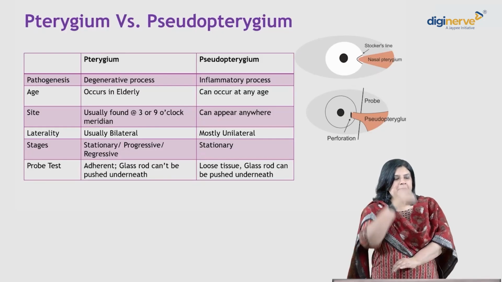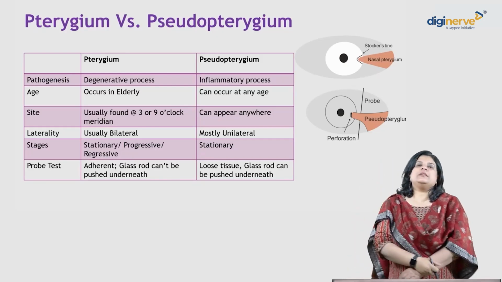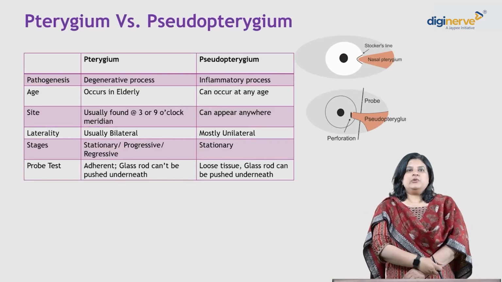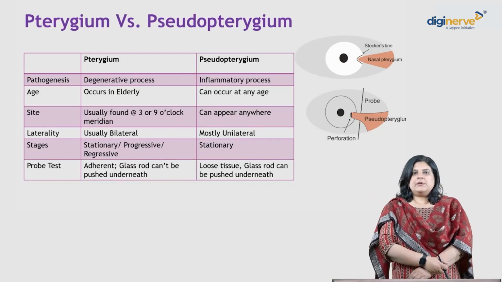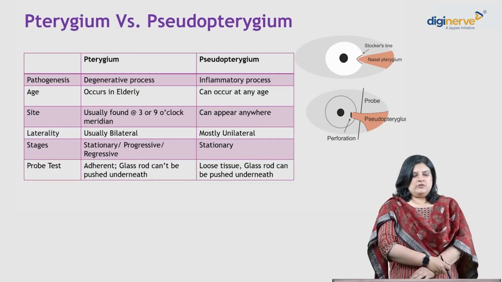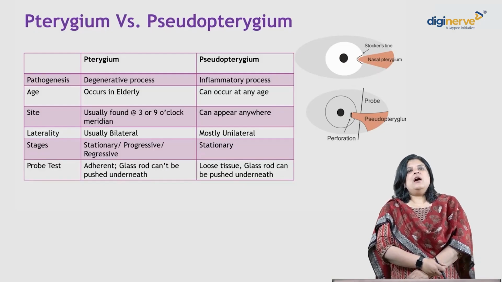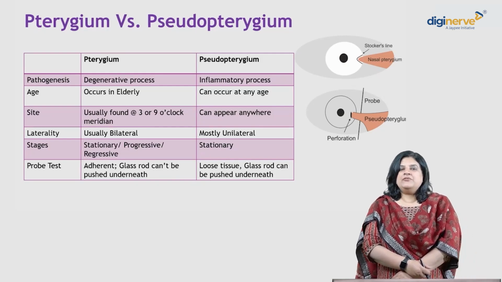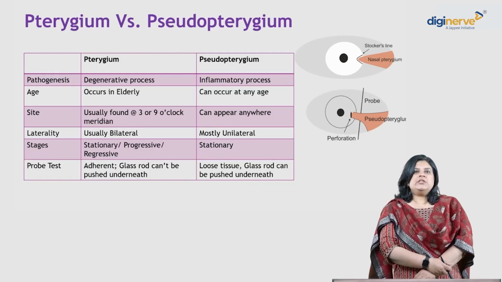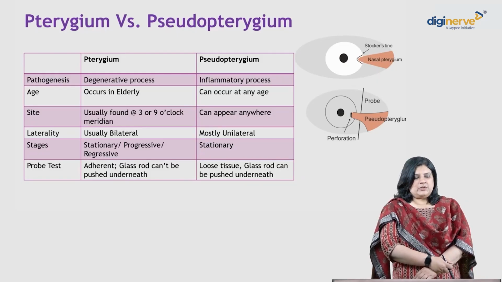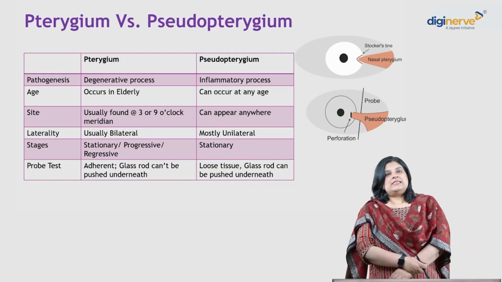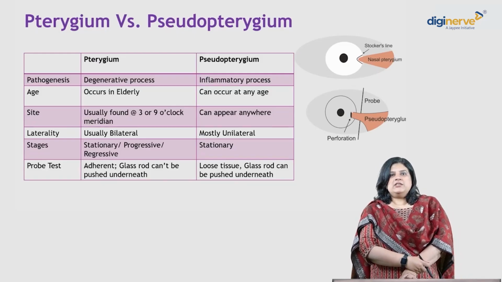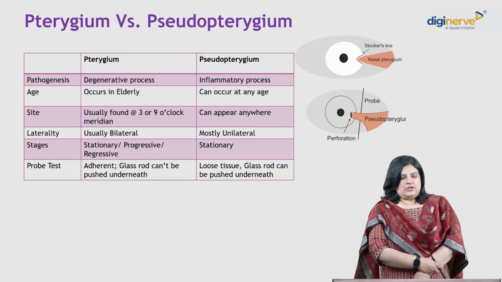The site, as we have talked about, for pterygium is either nasal or temporal, so therefore 3 or 9 o'clock, while pseudopterygium can occur anywhere in the bulbar conjunctiva. Pterygia are usually bilateral, while since it is an inflammatory pathology, pseudopterygia are usually unilateral. Pterygium can be stationary, progressive, or regressive, while pseudopterygium, fortunately, is stationary.